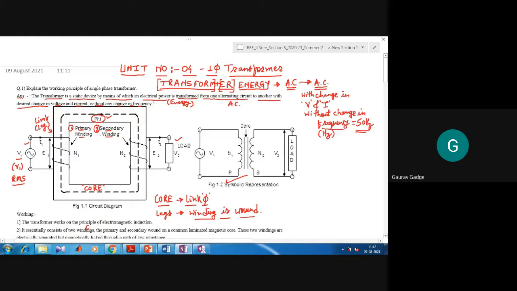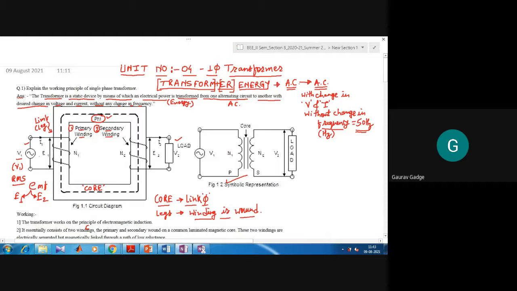Now this flux, when developed and linked with primary as well as with the secondary, induces an EMF on primary as indicated by E1 and on secondary as indicated by E2. So there are 2 EMFs developed across the windings, that is E1 on primary and E2 on secondary. So E1 and E2 are primary EMF and secondary induced EMF.